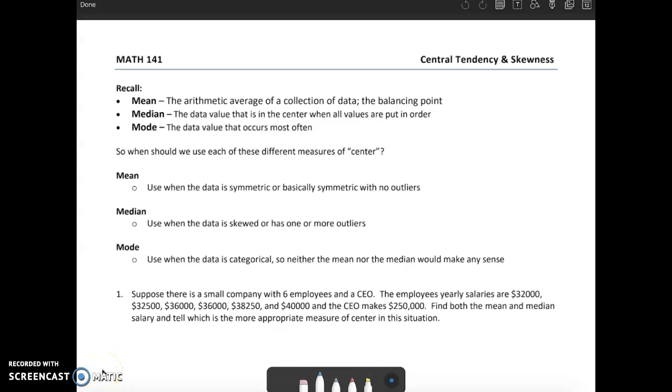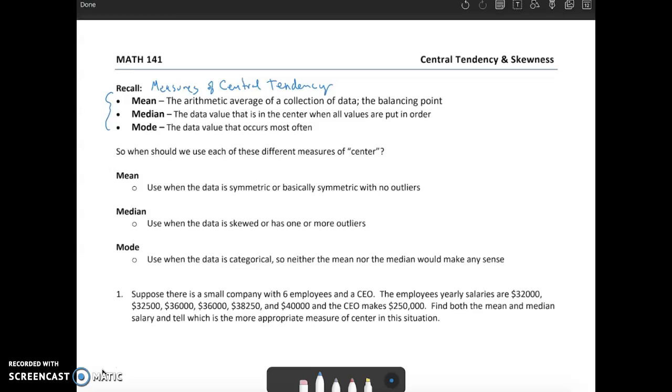In this video, we're going to cover central tendency and skewness. So as a reminder, the mean is the arithmetic average of a collection of data, or the balancing point. The median is the data value that is in the center when all your values are put in order, and the mode is the data value that occurs most often. And these are all what we would call measures of central tendency. They're all different measures that we could use to describe the center of a data distribution.